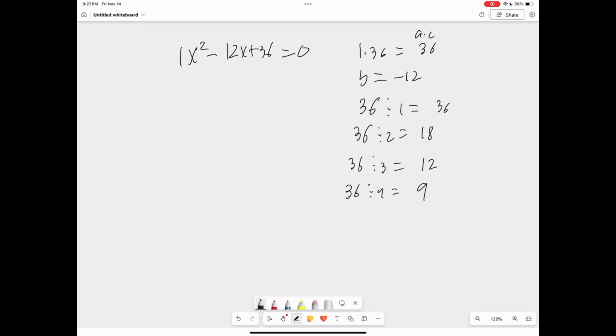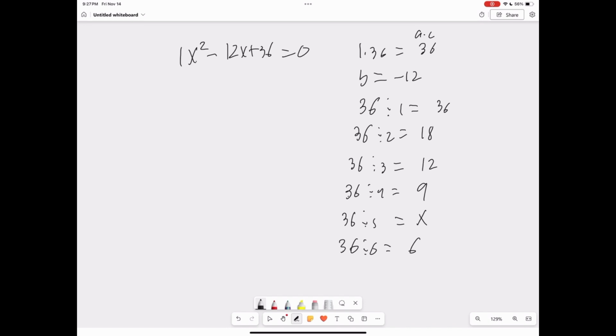Is that equal to negative 12? No. So right away we know that's not the answer. Let's do 36 divided by 5. Is this an integer? No, it's a decimal. So let's do 36 divided by 6, which equals 6.